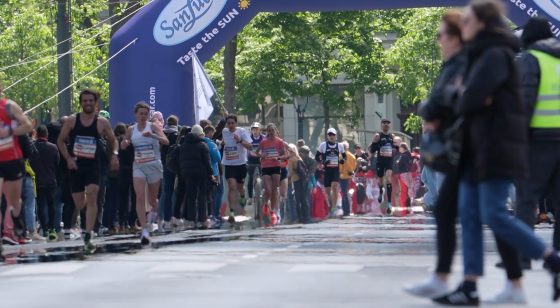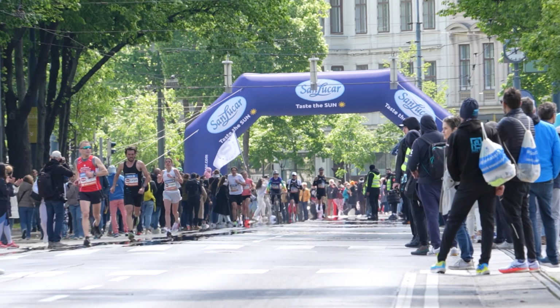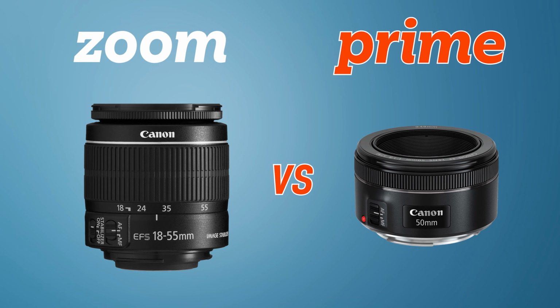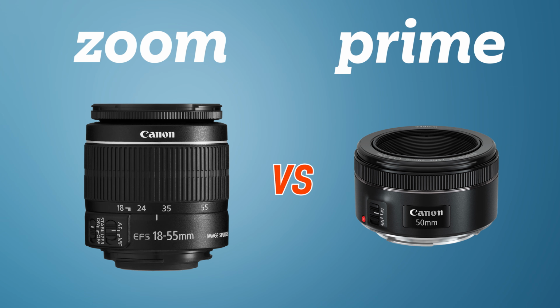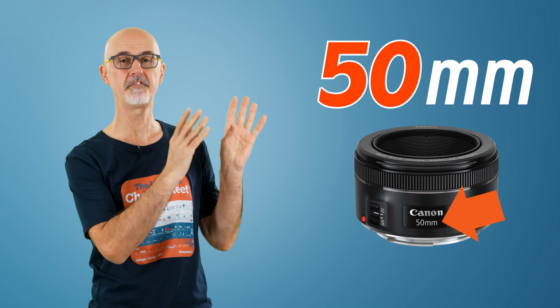Zooming in means that you get a longer focal length, so a bigger number. Zooming out means that you get a shorter focal length, so a smaller number. On the other hand, there are so-called prime lenses that don't have the option to zoom in and out, but have a fixed focal length. For example, this very popular 50mm lens. Both have their advantages and disadvantages, which we will discuss later.